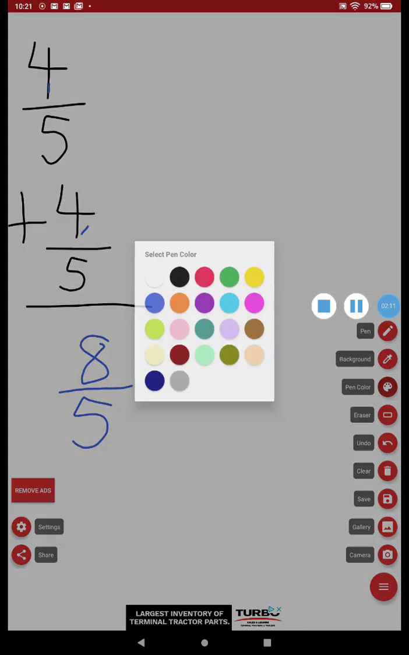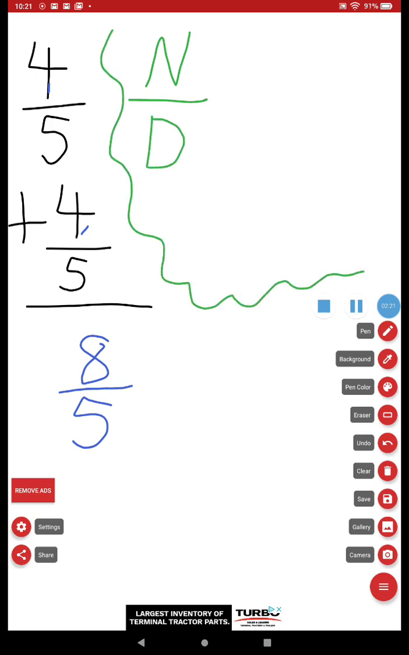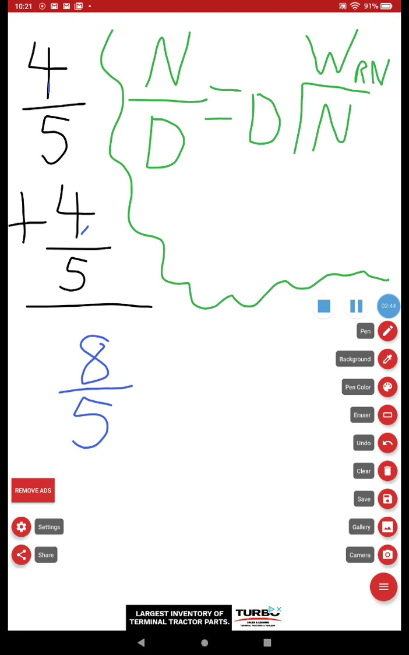Well, what do we do? Remember, we learned this last week. Here's a little review. When my numerator is bigger than my denominator, let's divide. What you do is you make a division box. You put the numerator in the box, the denominator out of the box. Your quotient is going to be your whole number. And if you have a remainder, that remainder is your new numerator. Okay? So let's do that with this 8/5.